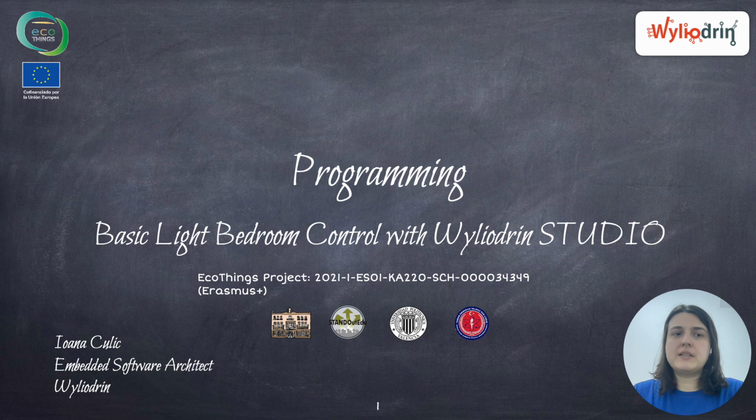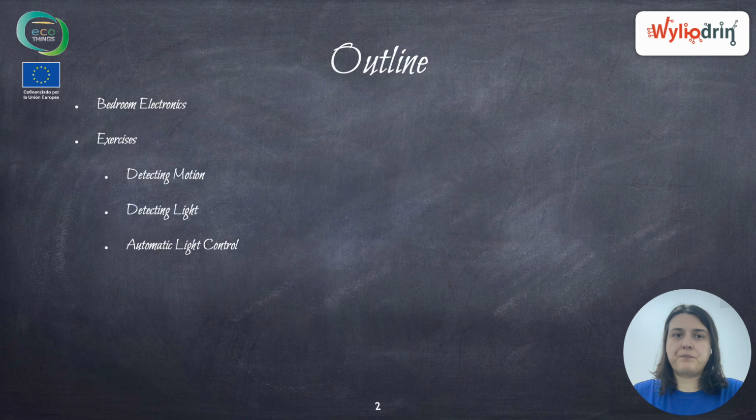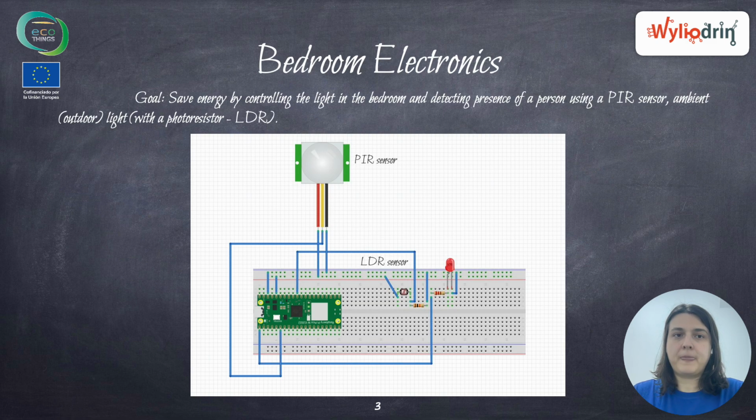And now we will focus on our bedroom and how we can control the lights inside our bedroom in an efficient manner. We will start as an outline with the electronics connection, and then we will write an application that just detects motion to turn on the lights. Then we will focus on detecting the light level in the room, and finally we will read both the motion and light to obtain an efficient lighting system inside our bedroom of our intelligent house.